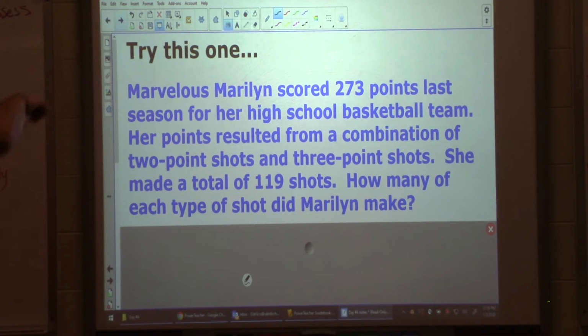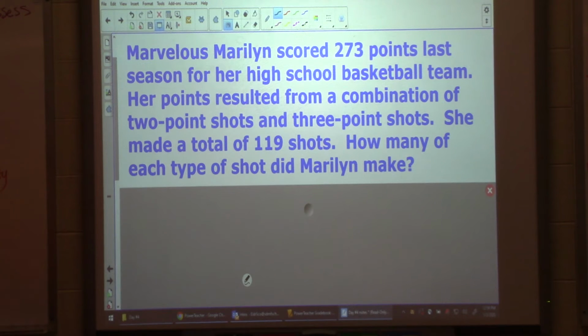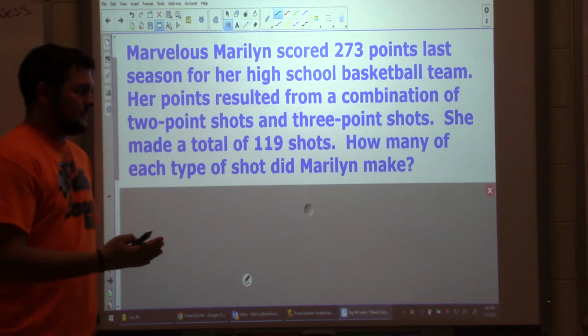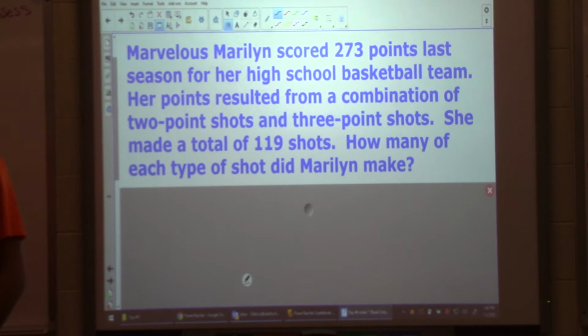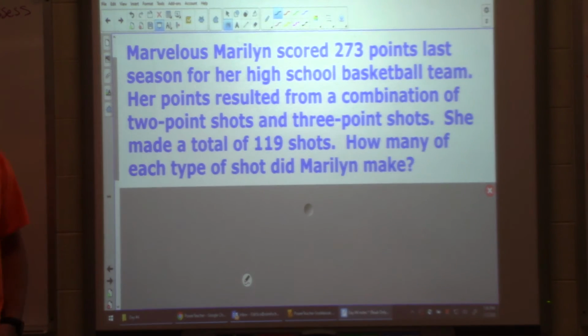So, Marvelous Maryland scored 273 points last season for her high school basketball team. Her points resulted from a combination of 2-point shots and 3-point shots. She made a total of 119 shots. How many of each type of shot did Maryland make? What are our two variables going to be here? 2-point shots and 3-point shots. So you've got to figure out x is going to be one, y is going to be the other, or whatever you want to use as a variable.